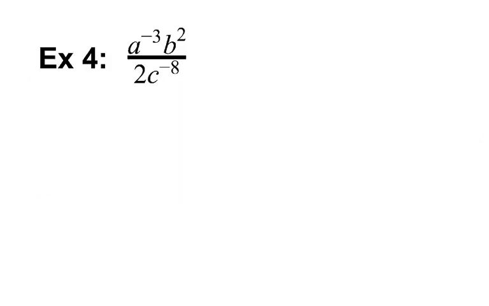All right, example 4. Again, only circle what's being raised to a negative exponent. So I see a to the negative 3 and c to the negative 8. Everything else is being raised to a positive exponent. Now notice I didn't include the 2 with the c to the negative 8, so be careful with that. And then I'm going to simply move the c to the negative 8 from the bottom to the top, and the a to the negative 3 from the top to the bottom.